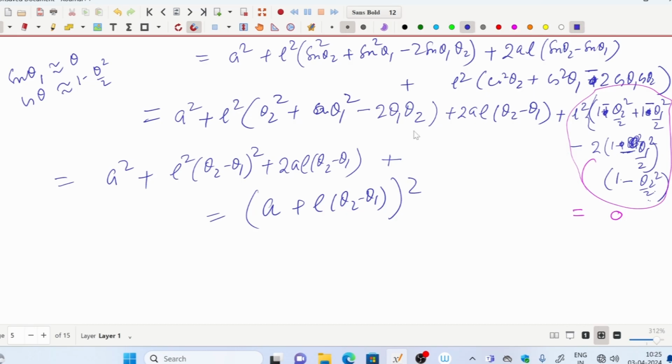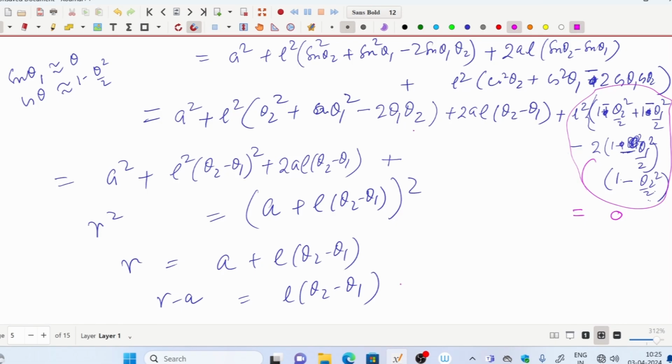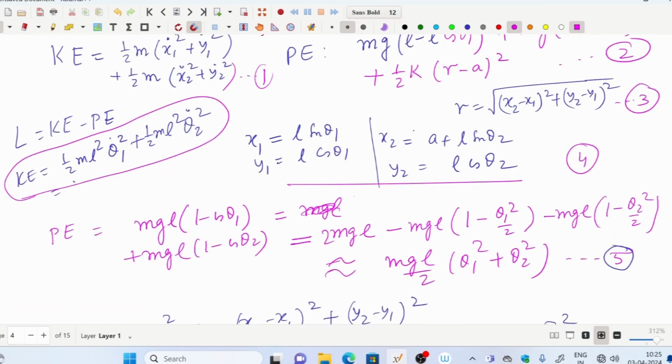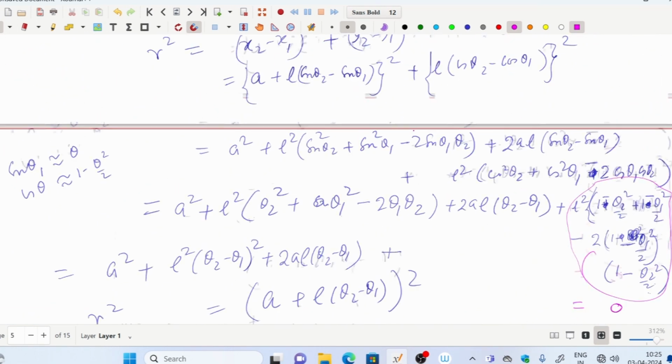And then you have, this is my r square. So r is a plus L theta 2 minus theta 1. So r minus a is basically L theta 2 minus theta 1. So now I have simplified all the terms. So this equation may be 6. So let us go back. Yeah. So now if I collect all the terms, the kinetic energy term, then the potential energy term from equation 5, and then this equation 6.